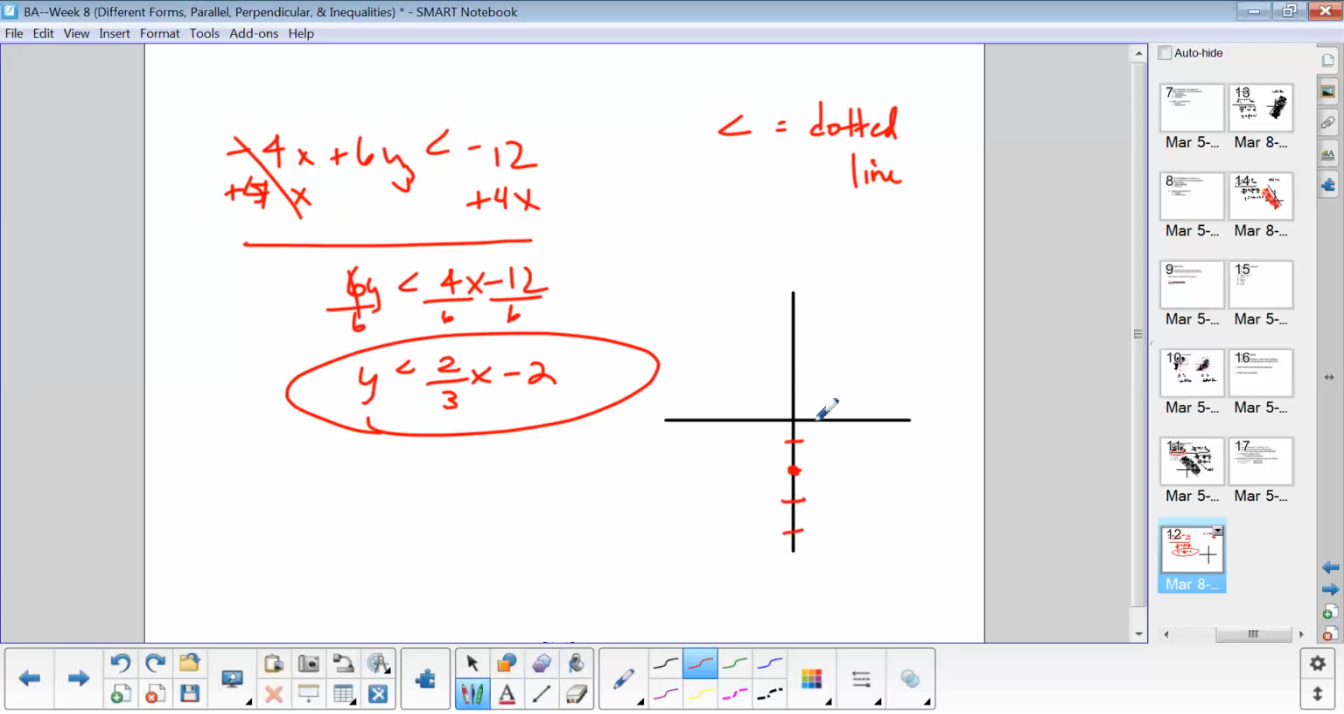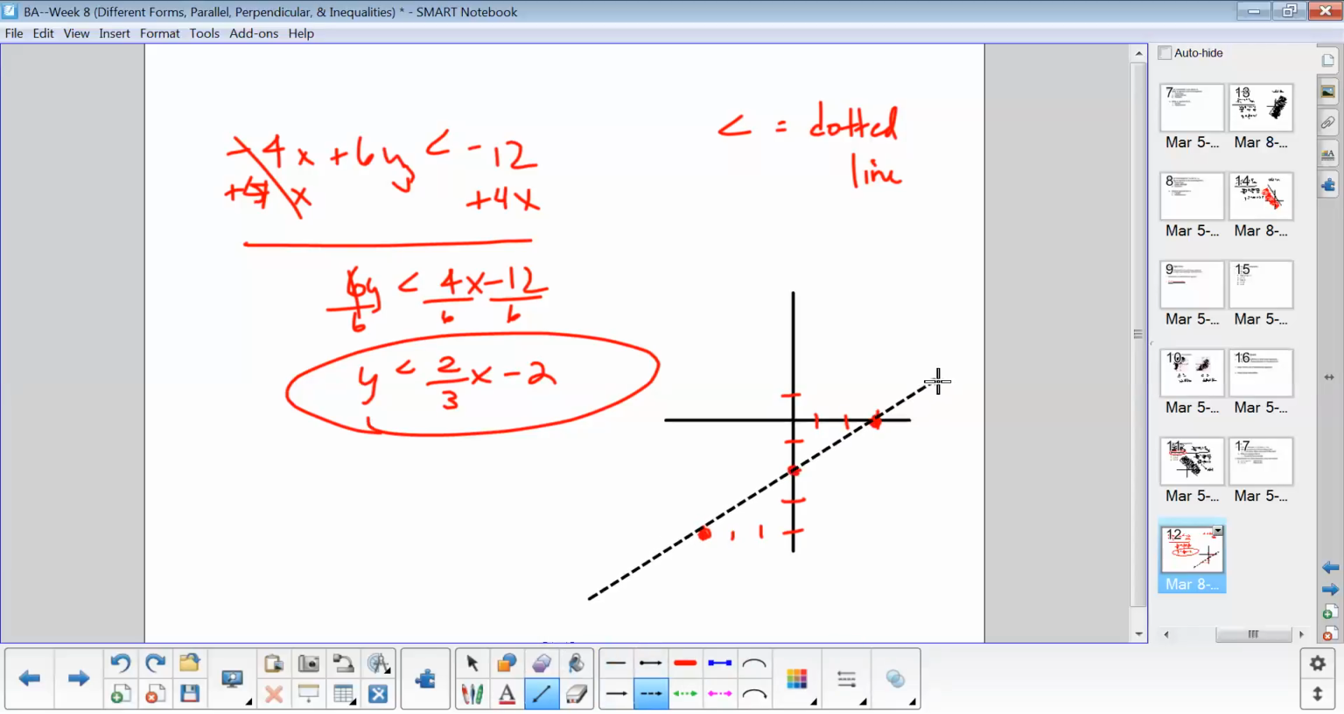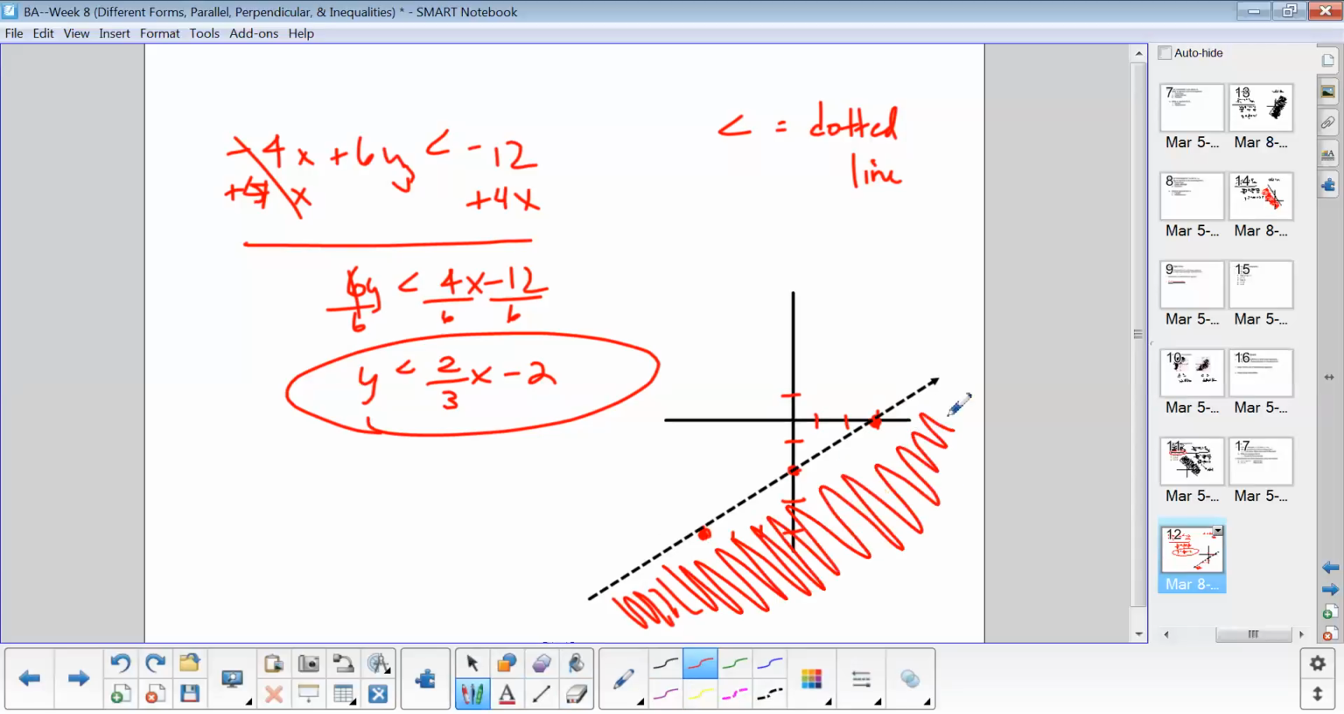And then I want to apply my slope to my intercept. So increase 2, increase 3. Or decrease 2 and decrease 3. And it's going to be a dotted line. And now I want everything smaller than this line, or less than this line. So everything in this region, an ordered pair in that region right there should make this inequality a true statement.